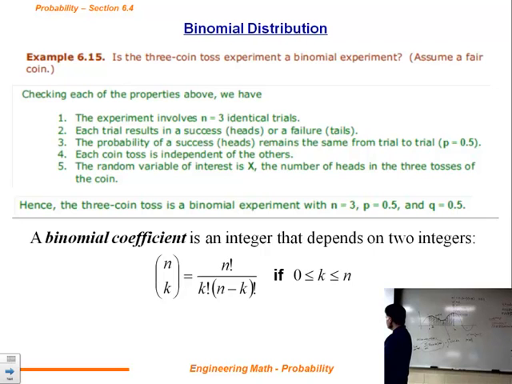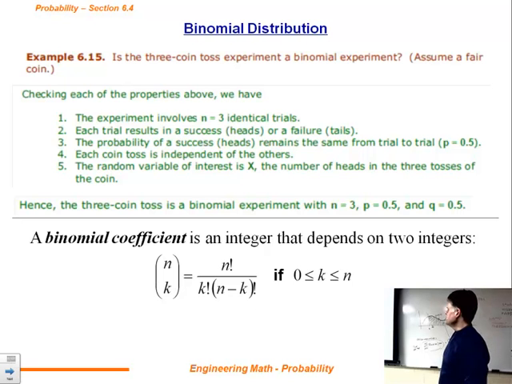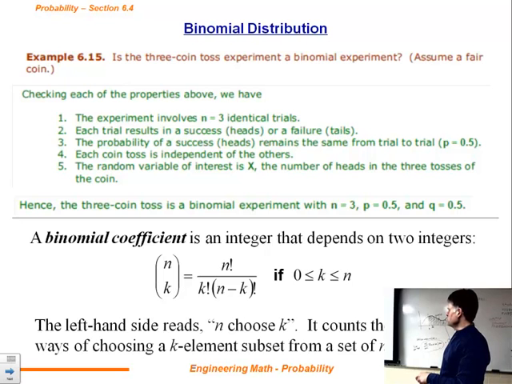For the binomial coefficient of two numbers, we're assuming that k is some integer between 0 and n. So k has to be in the range 0 to n. We read this as n choose k. There's a significance to this number. If I take n things, n choose k is the number of ways of selecting k things out of those n things. That's why it's called choose. It's the number of different ways that you can choose a subset of k things out of a set of n things.